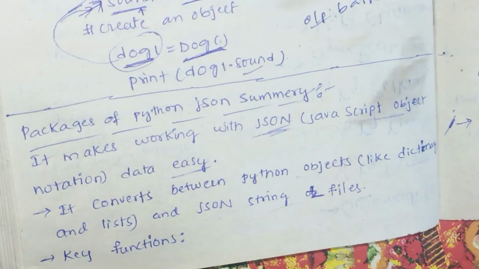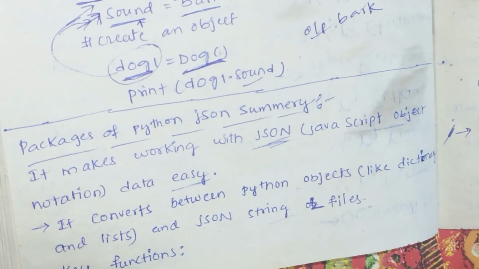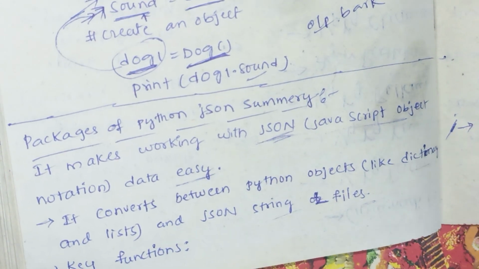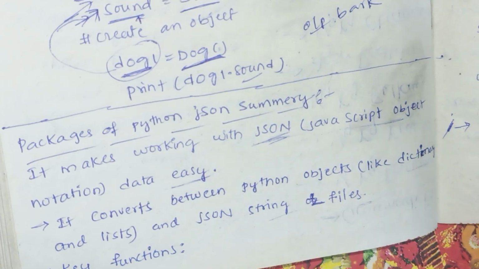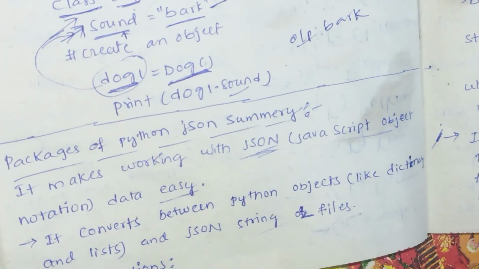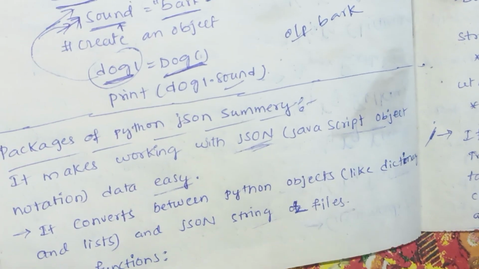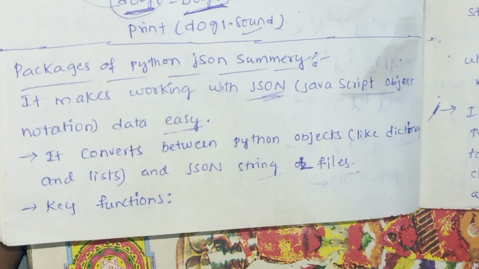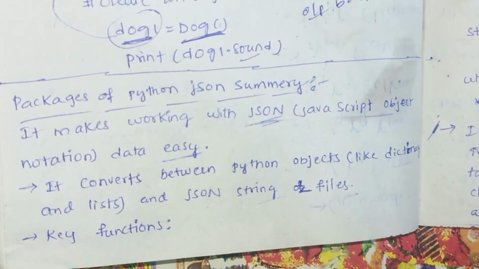It converts between Python objects like dictionaries and lists, right? In data types we discussed those. And in JSON, strings or files, these all are combined. That is nothing but the packages of Python JSON summary. There are some key functions present in the JSON summary. We will discuss all those things.